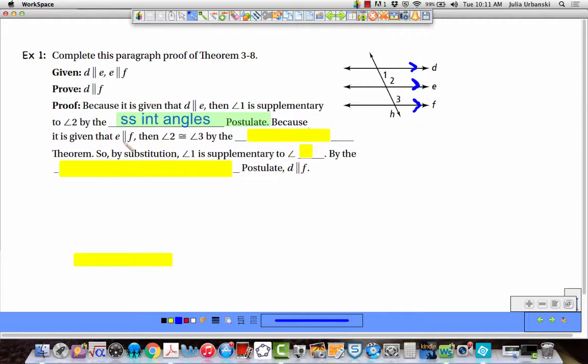Because you know that E is parallel to F, these two right here, which two angles are congruent then? Look at the E and the F. Which two angles are equal?